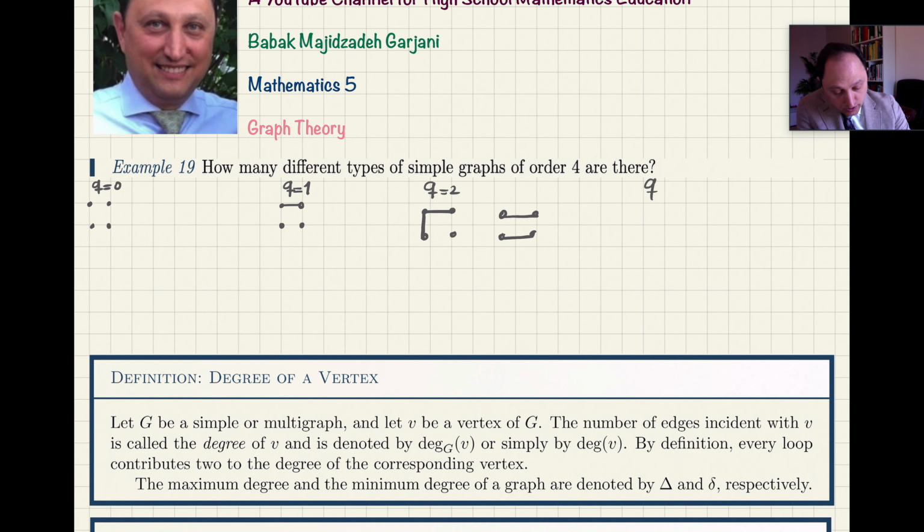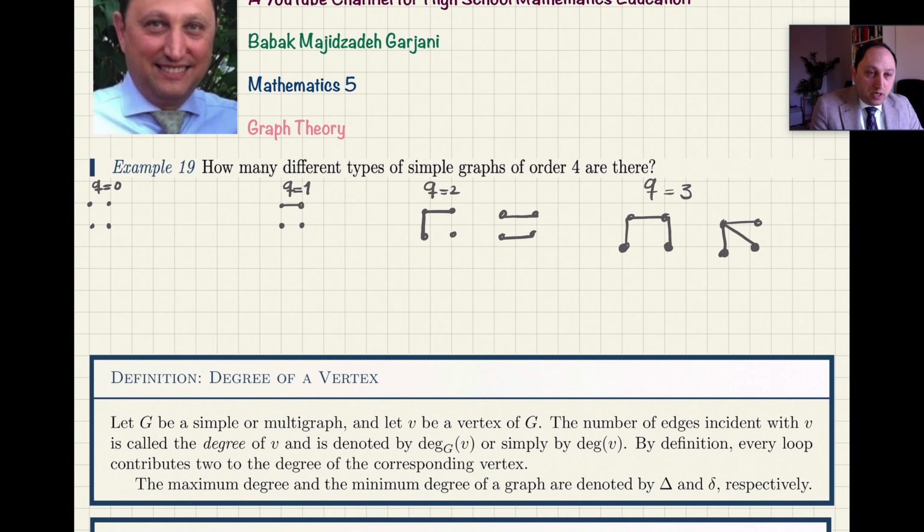Q equals 3. So let me just draw one of them. One way is this one. Do you agree? This is 1. The other one is this one. They are not isomorphic, are they? For example, you can see there is one vertex which is connected to 3 other vertices, but here we do not have any vertex connected to 3, so definitely this one and this one are not isomorphic, no doubts.